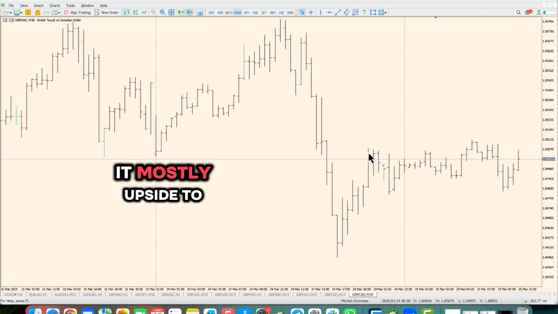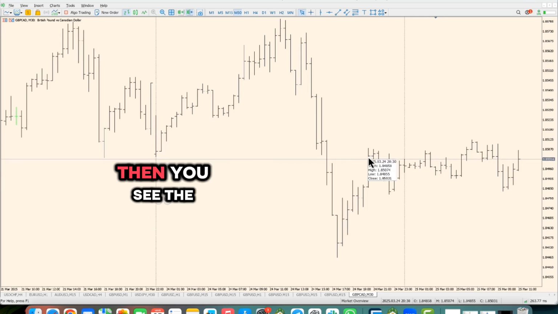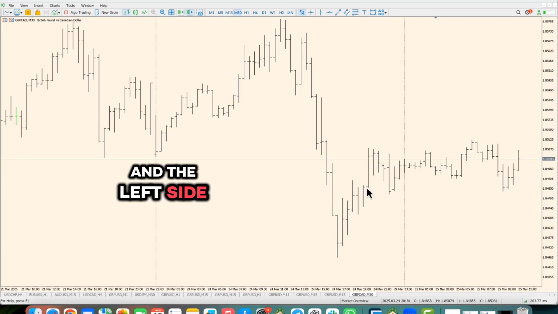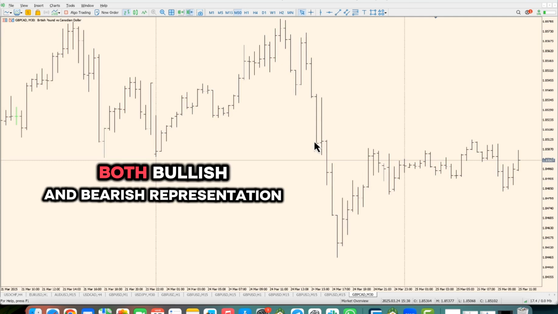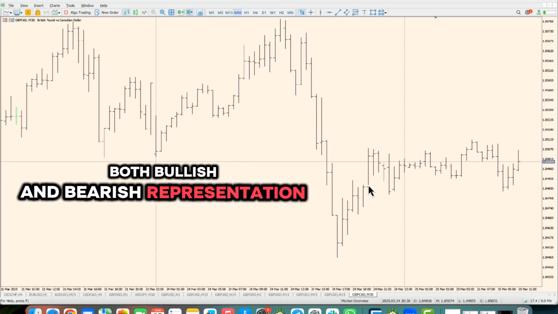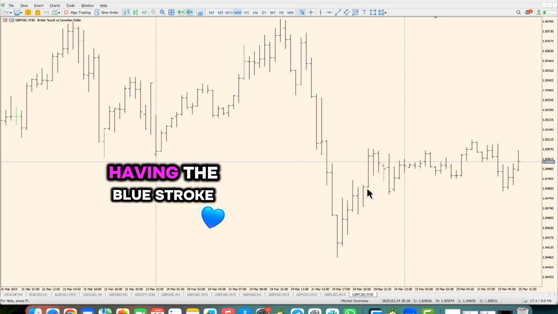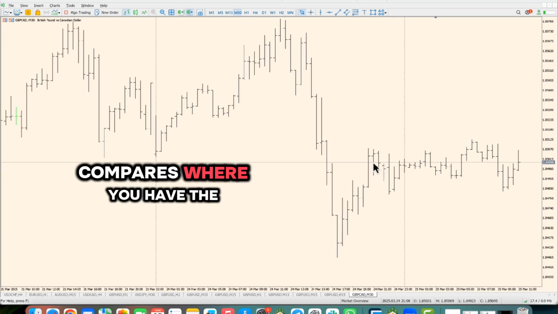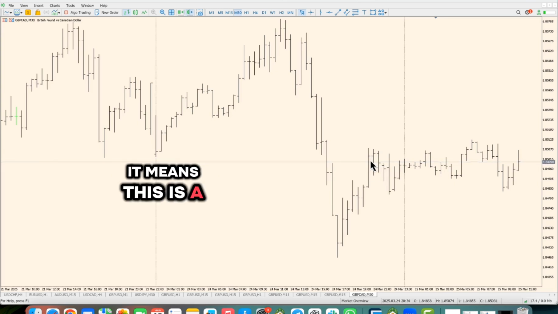chart. It moves to the upside to this price level, and it retraces back here. Then you see the right stroke. Any right stroke you see is the closing price. Any left side stroke you see is the opening price, for both bullish and bearish representation. So the ideal thing is, if you have the left stroke at a lower price compared to where you have the right stroke, it means this is a bullish candle.